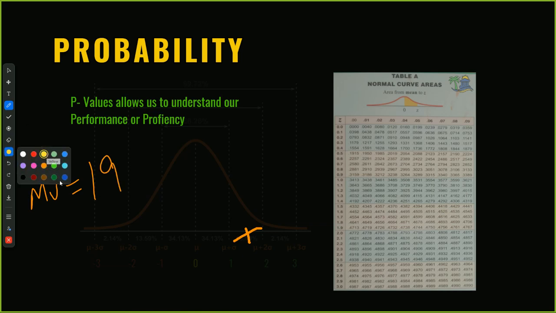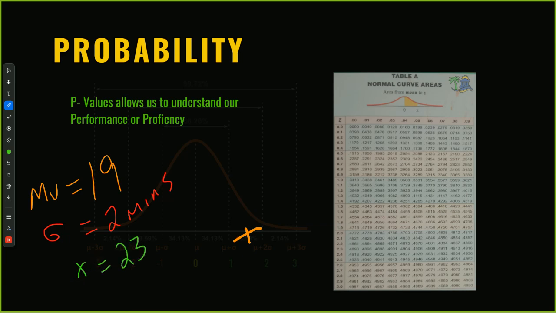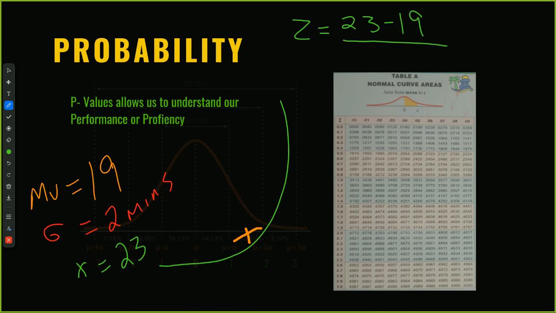I have our standard deviation, and that's going to be 2 minutes. And I have our x value, which is going to equal 23 minutes. Well, when I bring this all up here, I have essentially z equals x minus mu divided by the standard deviation.